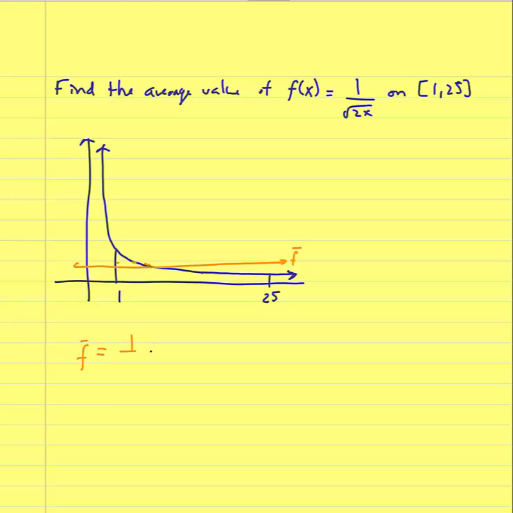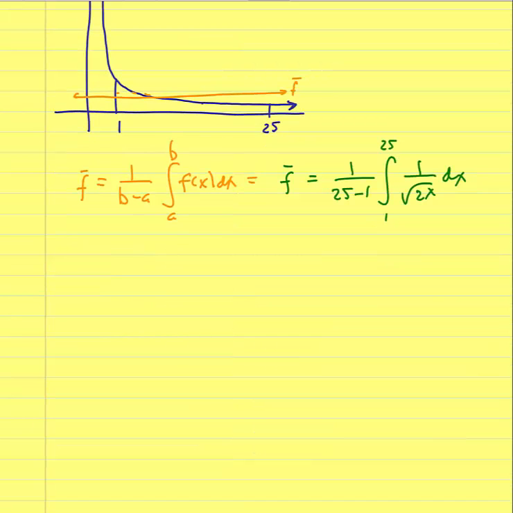Actually, let's do our 1 over b minus a. Well, I'll write out the formula first. And I integrate from a to b of f of x dx, and then I'll write the specific. So specifically, this would be f bar equals 1 over b minus a, so that's 25 minus 1, integral from 1 to 25 of 1 over the square root of 2x dx. So it's going to be important, again, that we be able to integrate. It's a good skill to have. So f bar would equal 1 over 24, integral from 1 to 25.